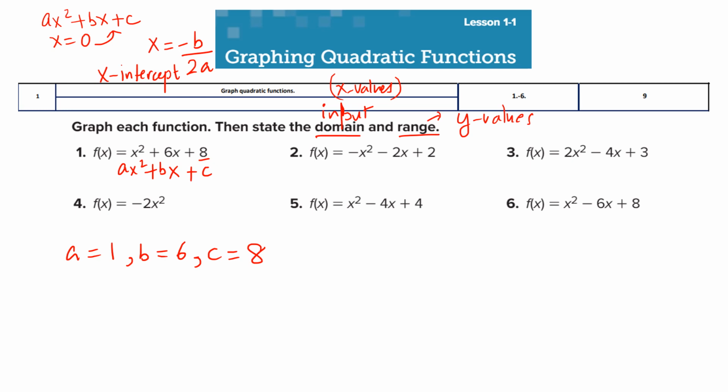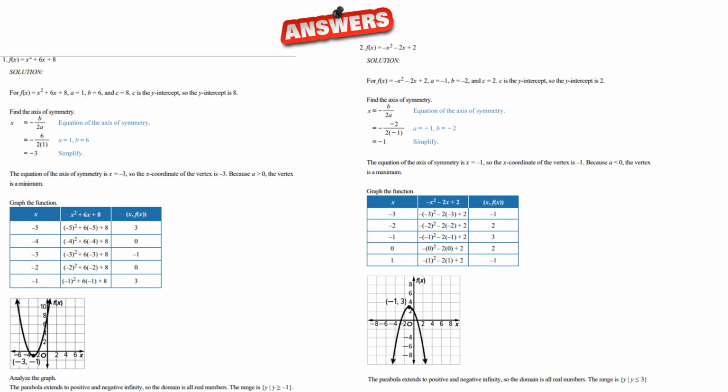So let's see how we are solving the question here in this slide. As we saw, a is 1, b is 6 and c is 8. The y-intercept is 8 because it is the constant which you have here. Now we find the axis of symmetry. So x equal to minus b by 2a. This is the formula. You put in the value of b and a and this comes out to be x equal to minus 3. So the equation of axis of symmetry is this.